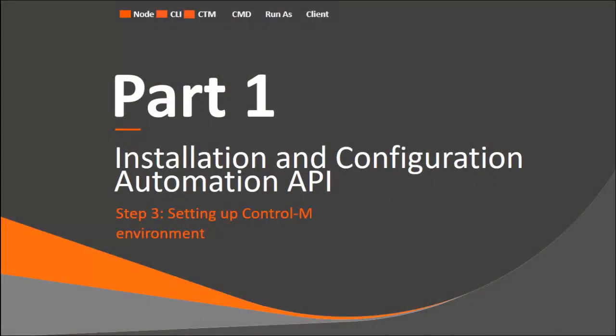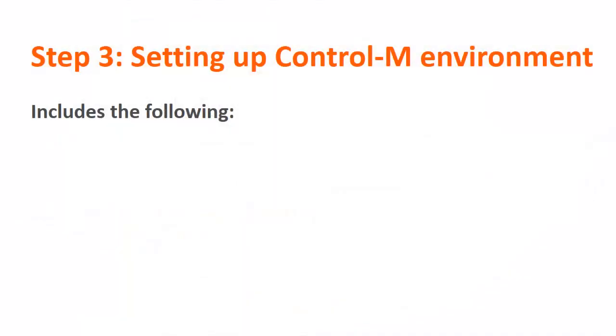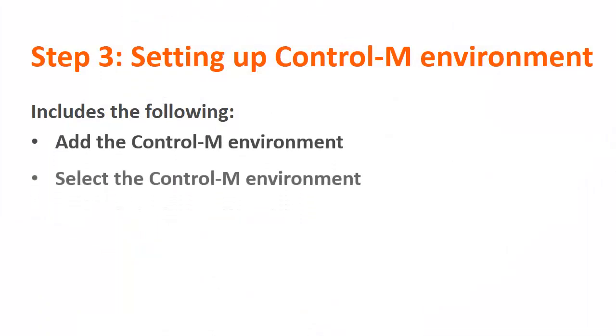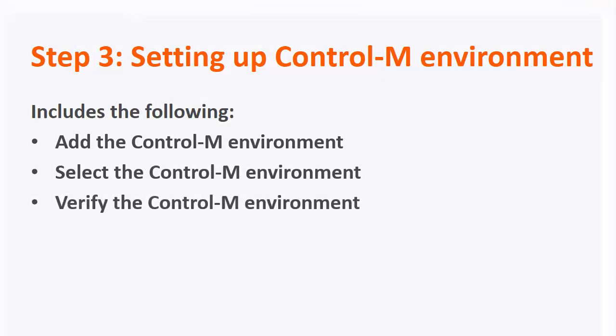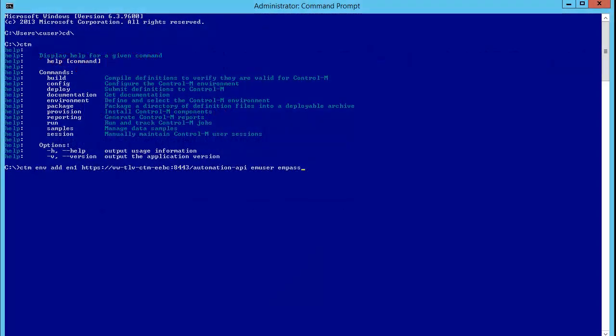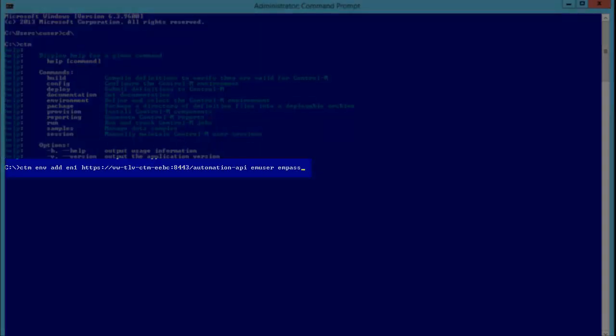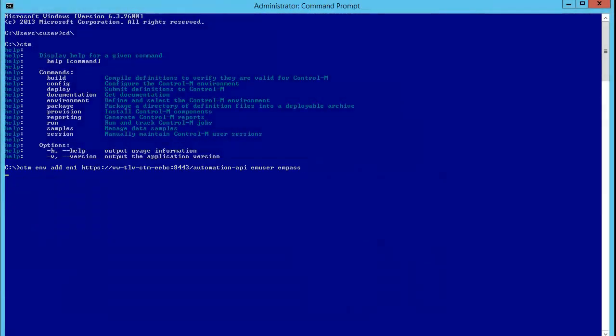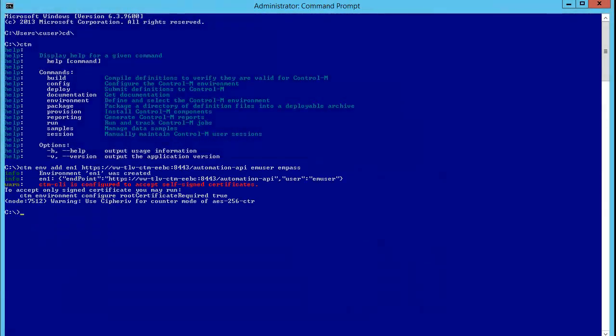Part 1, Step 3, setting up the Control-M environment. In this step, we need to do the following: add the Control-M environment, select the Control-M environment, and verify the Control-M environment. To add the environment, type the following: ctm env add, then the name of the environment, which we will call en1, then the name of the Control-M instance, then :8443/automation-api, username and password, and press enter. You will now see we have added the environment.